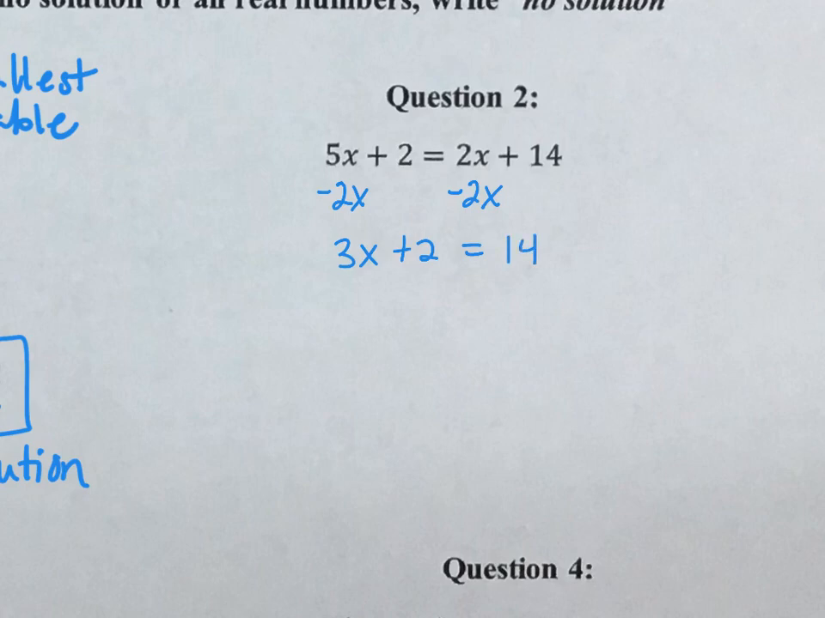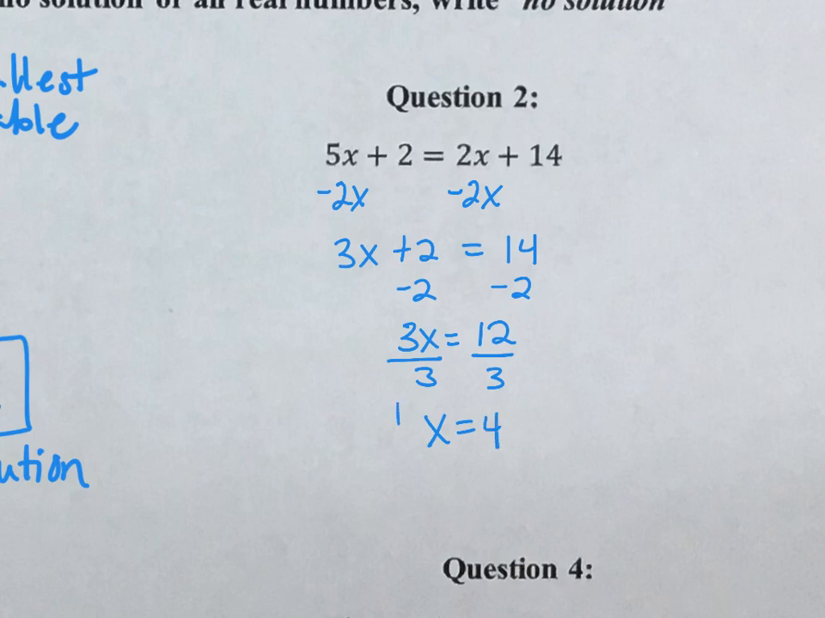Now I need to get my constants on one side, so minus 2, minus 2. I'm left with 3x equals 14 minus 2, which is 12. Okay, now solving for that variable, inverse operation. If I have 3 times x, I divide by 3, and x equals 4. Okay, again, x equals 4. That's only one solution.